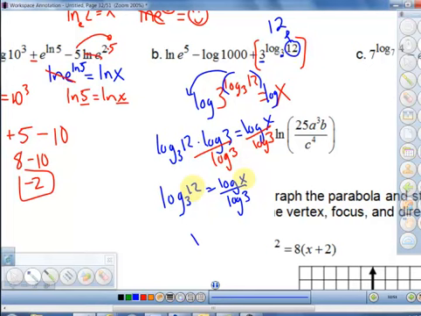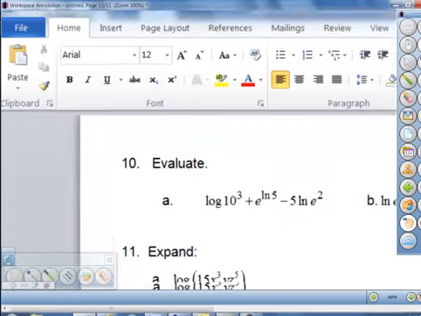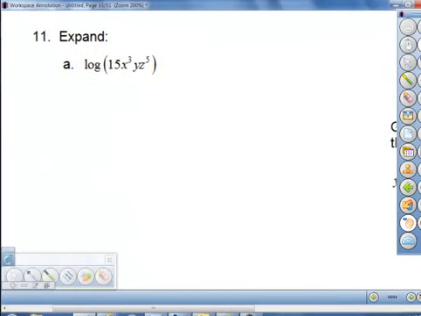Okay? But that's not the answer for part B, okay? That's just part of the answer. That's the only thing that I think you would get a little bit confused on. I don't even understand how you got that. Okay, I'll help you out in a minute.